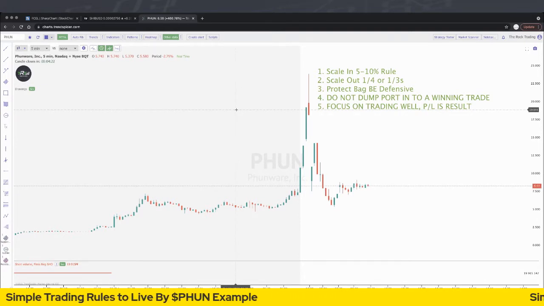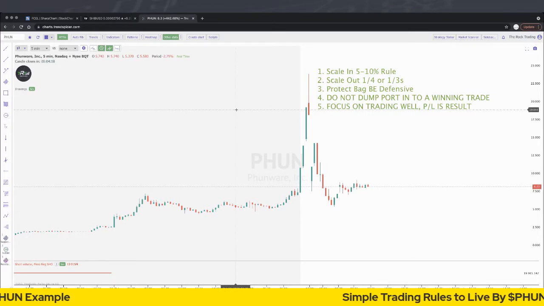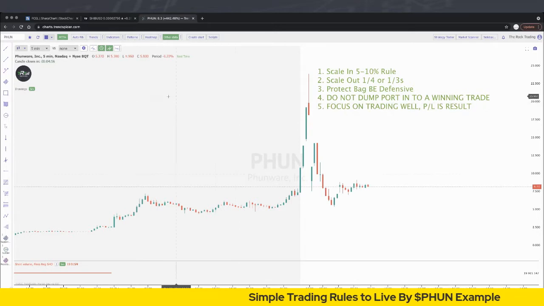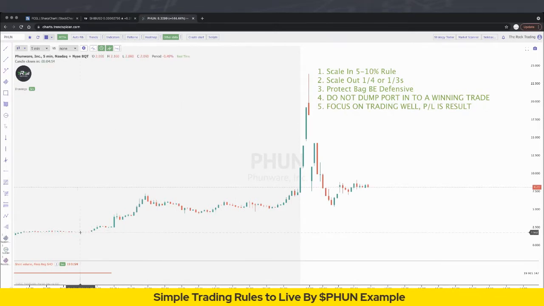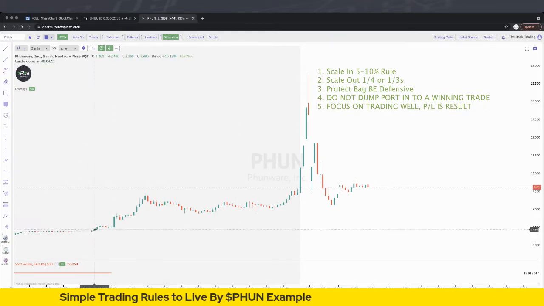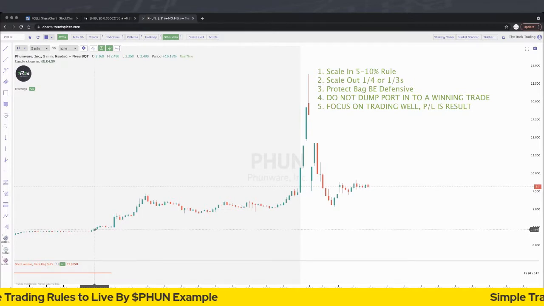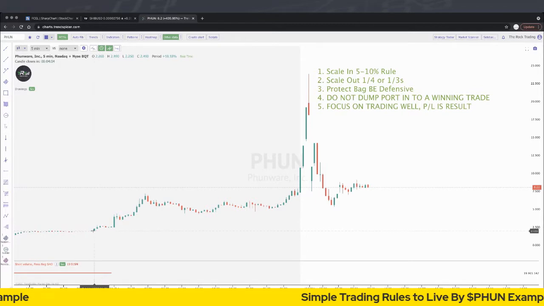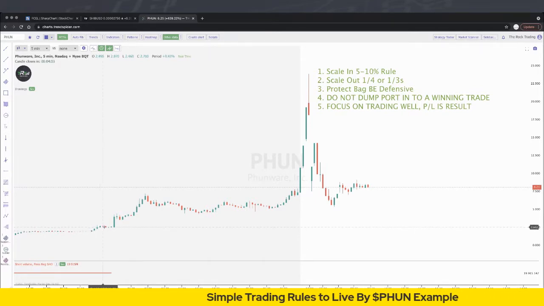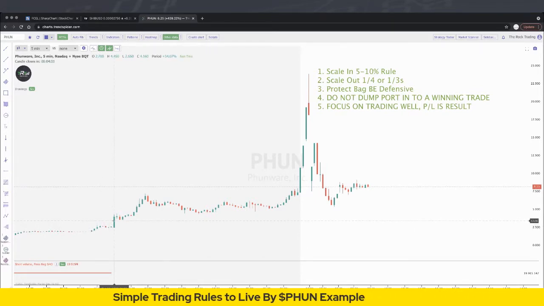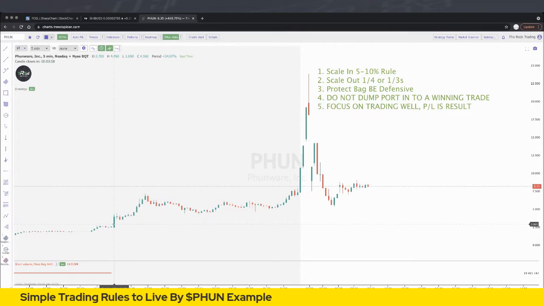Okay. So yesterday afternoon we got into PHUN at about $2.08. We were right over here somewhere. It was kind of consolidating in this area, and all of a sudden it started jumping off, right? DWAC was pumping up, and so we started to get into this trade. All of a sudden it jumped up to like $3 really, really fast, right?